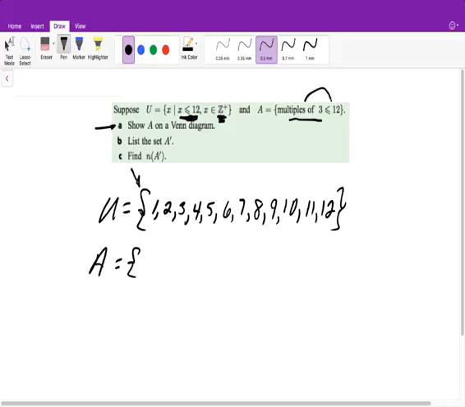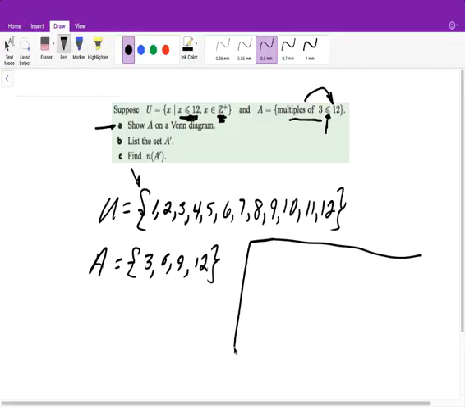However, it's telling us that these multiples must be less than or equal to 12. So any of these multiples can't be greater than 12. So that's 3, 6, 9, and 12. Any other multiple of 3 is going to be greater than 12. All right, so these are our universe and our set.